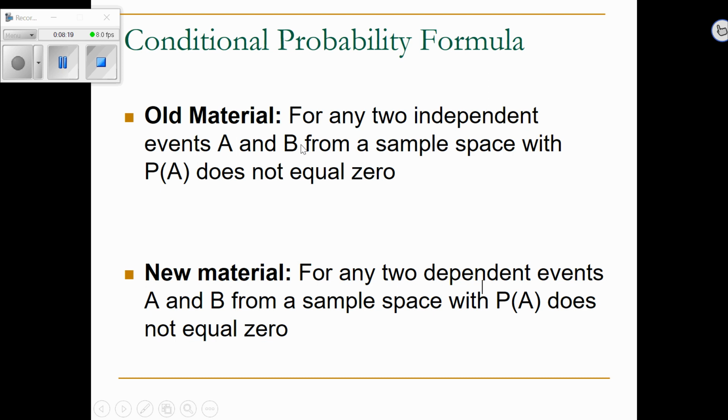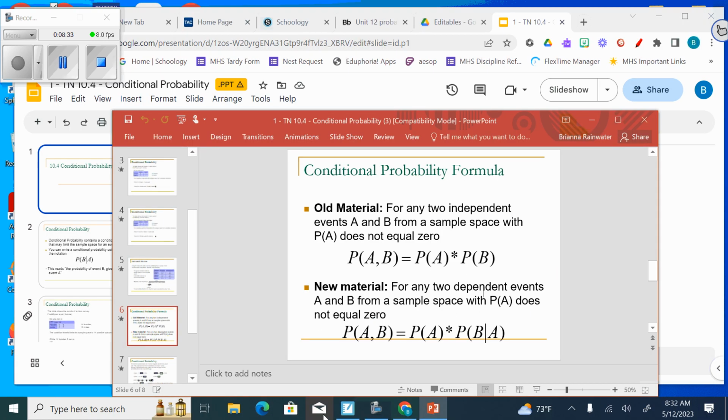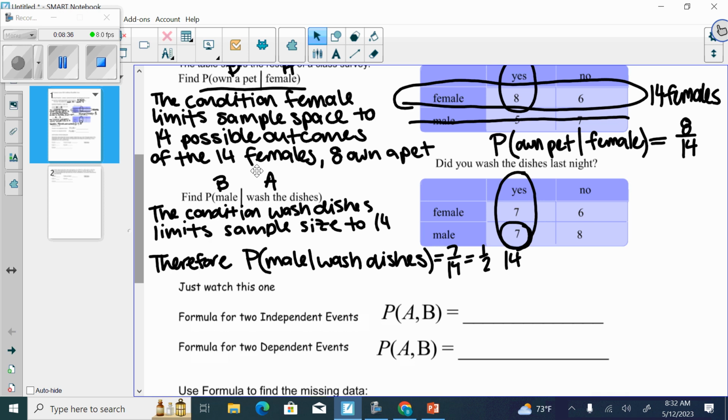So for our old material, we said that for 2 independent events, we had a formula. And for 2 dependent events, we had a formula, right? So our formula for 2 independent events, remember, was some probability of A times some probability of B, right? This was when the 2 events were completely unrelated, like rolling a dice and spinning a spinner, right?